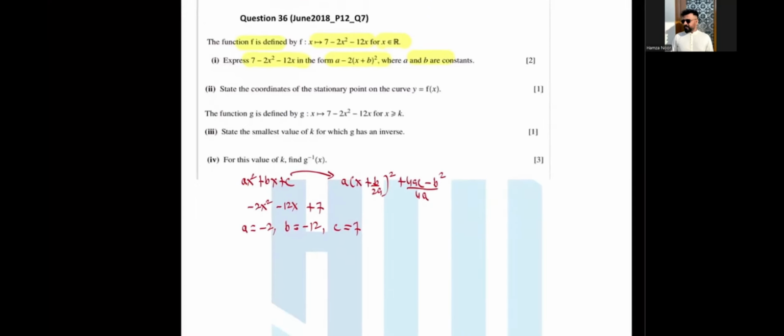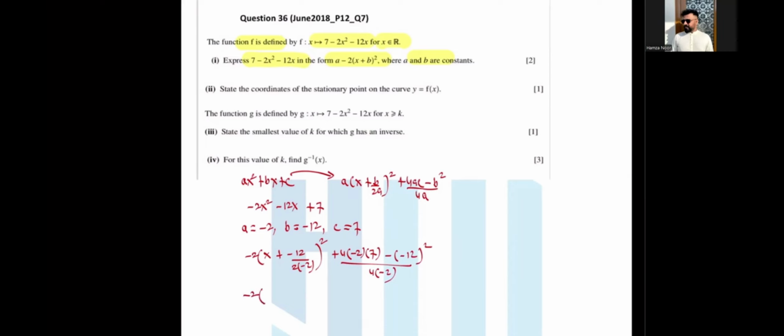Okay, so minus 2 times what? x plus minus 12 over 2 times minus 2 whole squared, and then plus 4ac minus b square over 4a. So 4 times minus 2 times 7 minus minus 12 whole squared, and then completely divided by 4 times minus 2. So minus 2 multiplied by what?